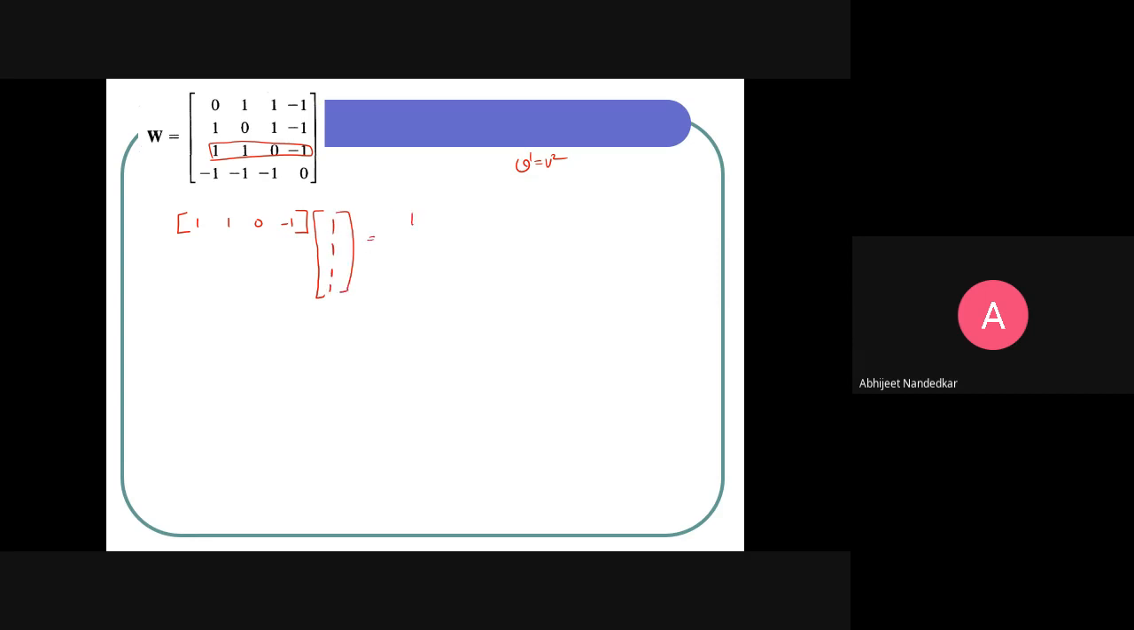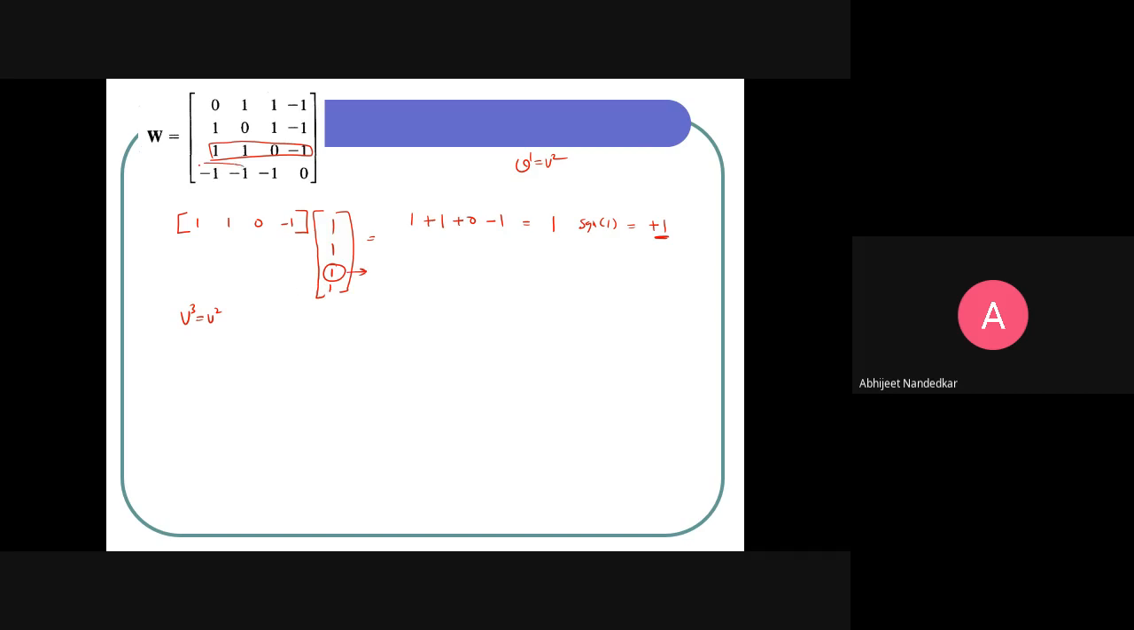So this will be 1 plus 1 plus 0 -1. So this will be resulting into +1. So sign of +1 is +1. So again V3 is equal to V2, since this bit was allowed to update but it is not getting updated. So its update value is same.